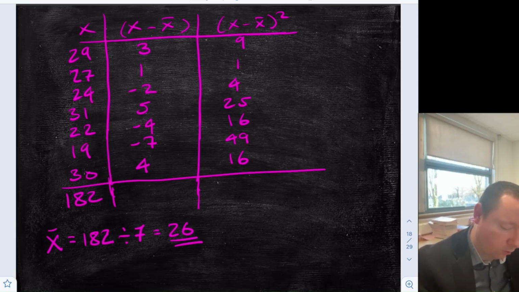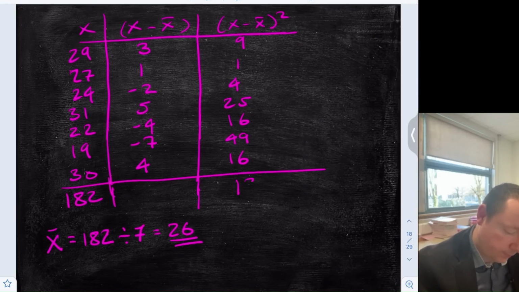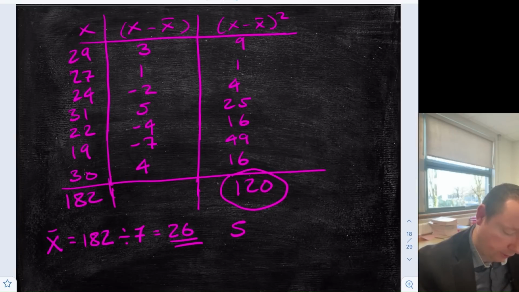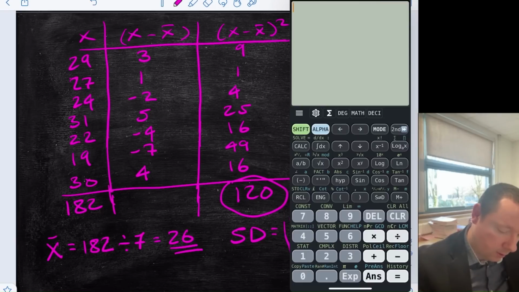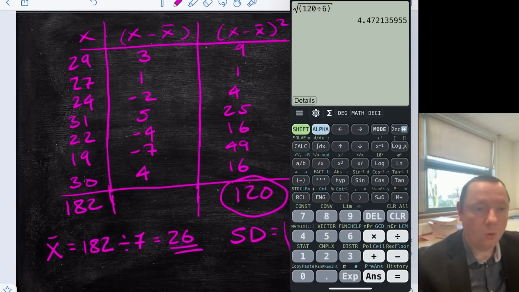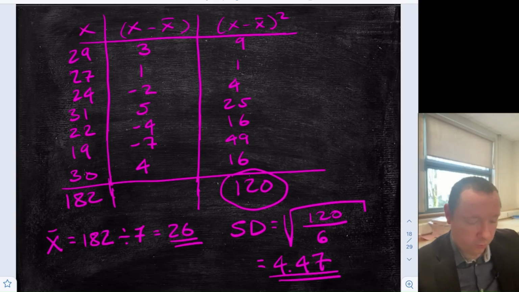We then add all these up. 120, and that's our key number because now our standard deviation is equal to the square root of 120 divided by 6 because there's 7 numbers, so 1 less is 6. Square root of brackets 120 divided by 6 is 4.47, or 4.5 if you prefer. I'll just leave it as 4.47. And that's us done. We've calculated the mean and standard deviation. Let's move to part B.